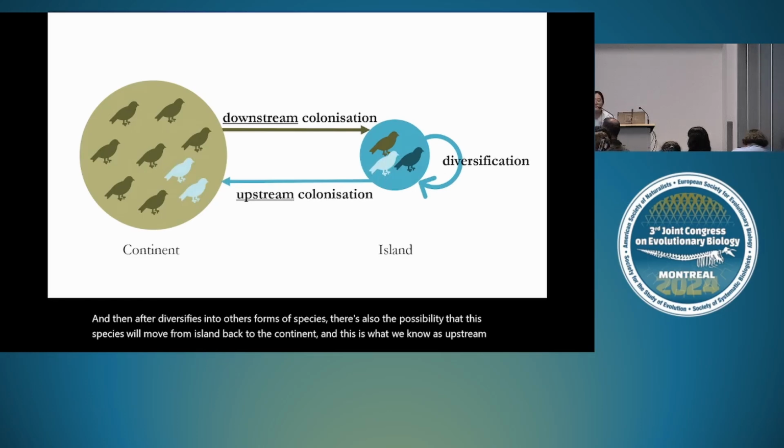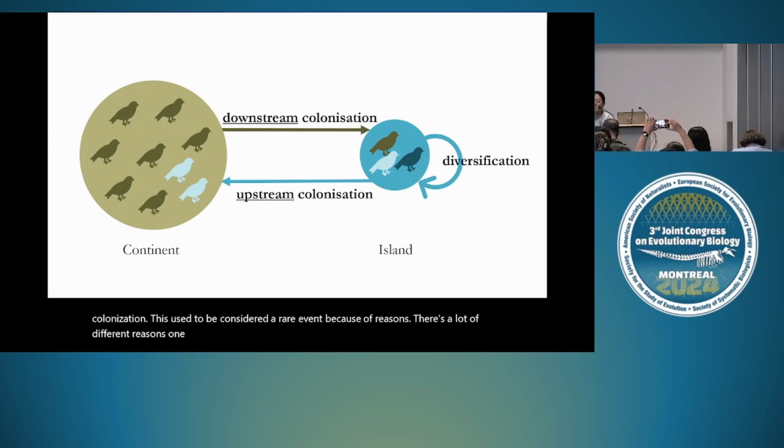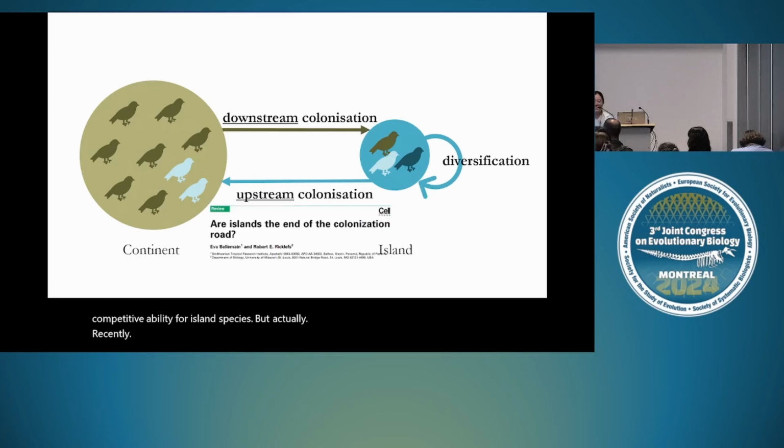This used to be considered a rare event for a lot of different reasons. One of them is, of course, island syndrome, the lack of competitive ability of island species. But actually, recently, there has been a change in view, that maybe upstream colonization is not that uncommon.